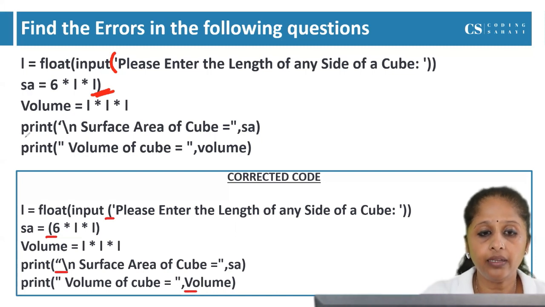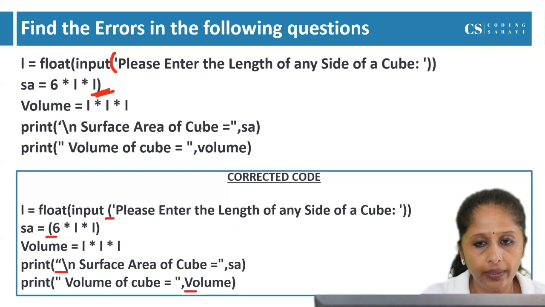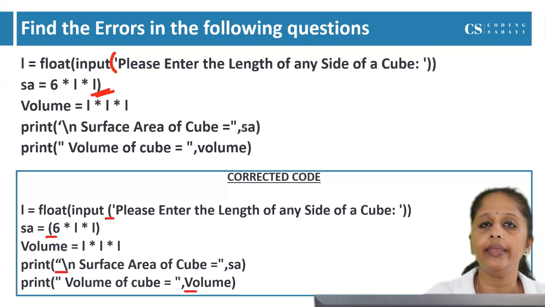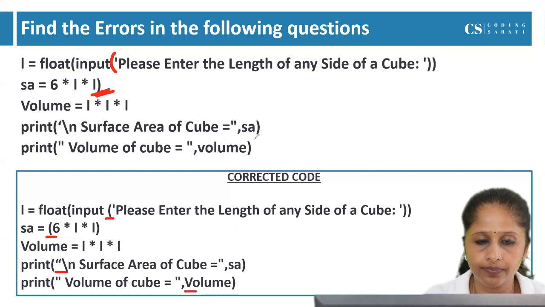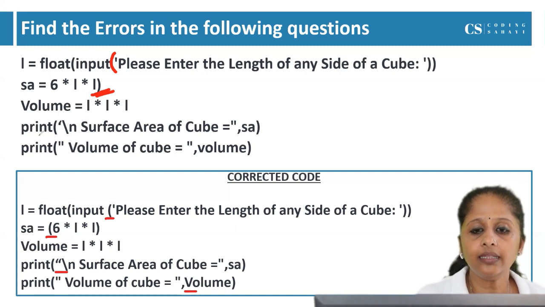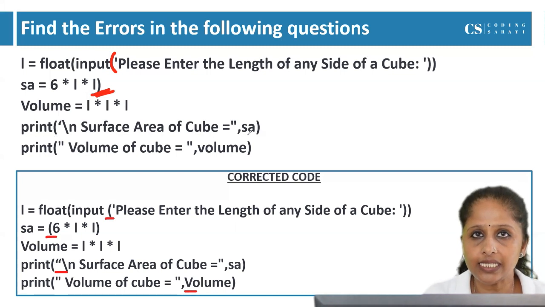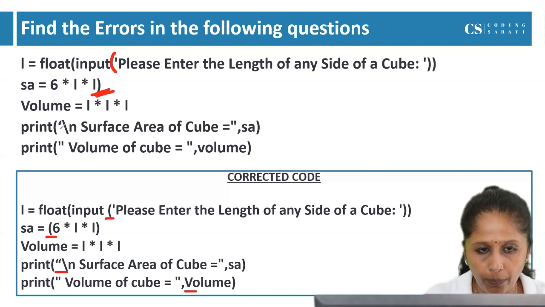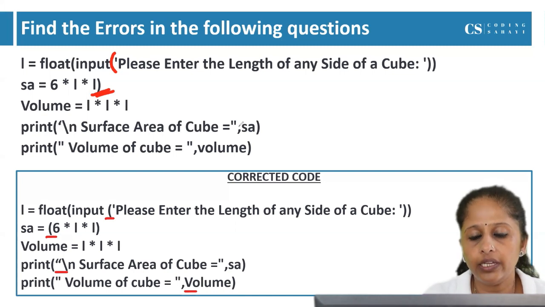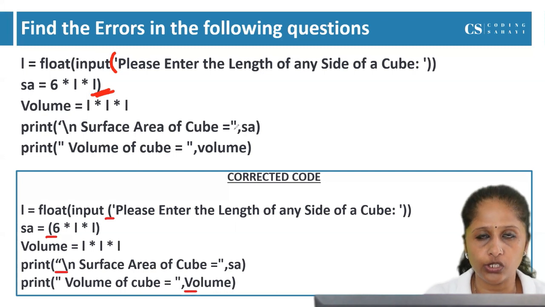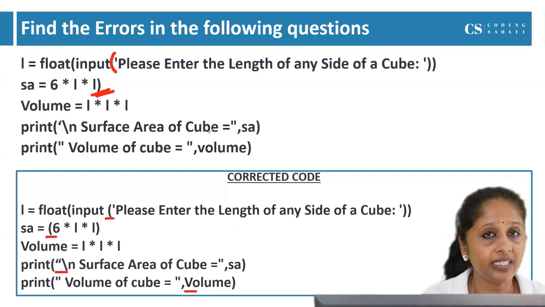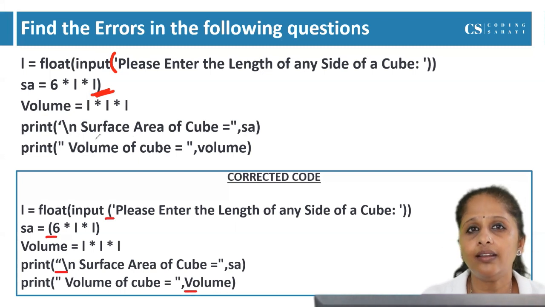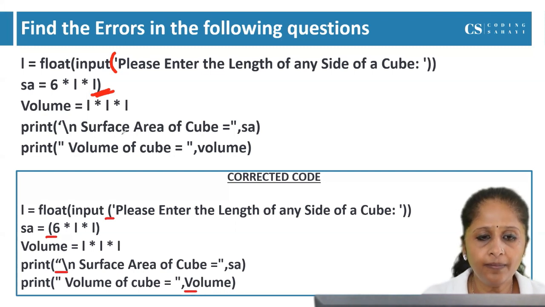Next line, print, opening the quotes, slash n, surface area of cube equal to, closing the quotes and comma SA and closing the parenthesis. So by analyzing this line, we can see one error, that is the first one is an opening single quote but it is closed with double quotes. A similar case we have seen already in another error finding question. So here it is opened with single quote.